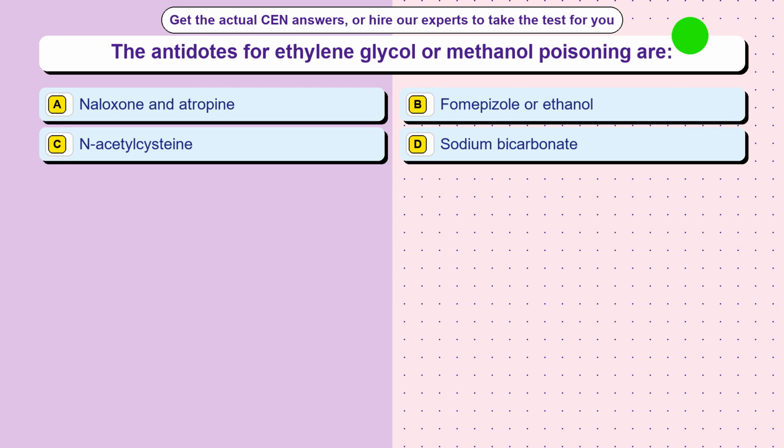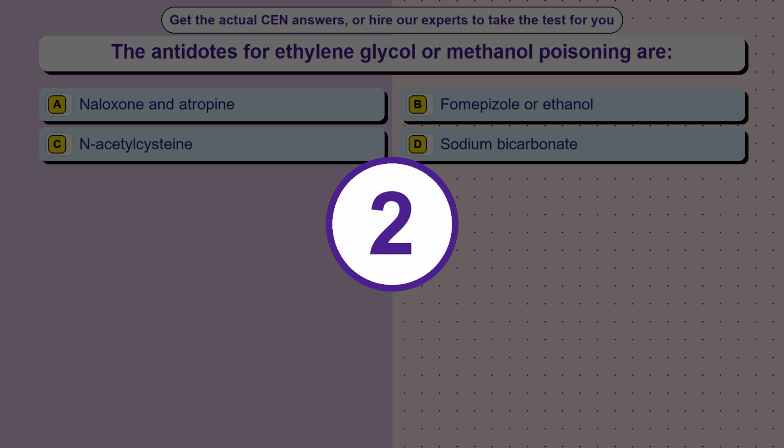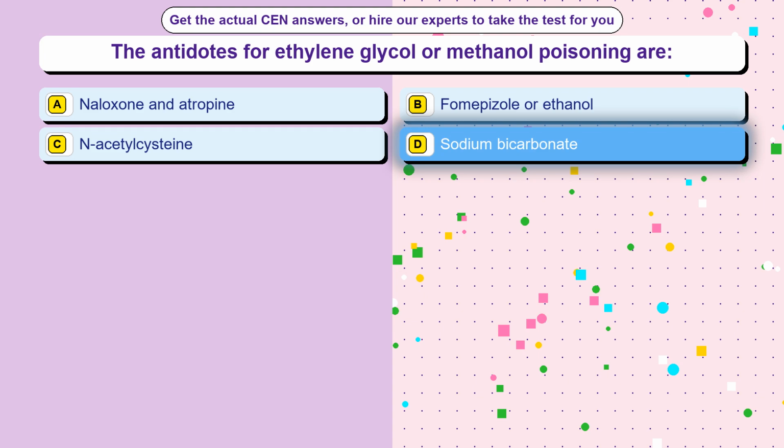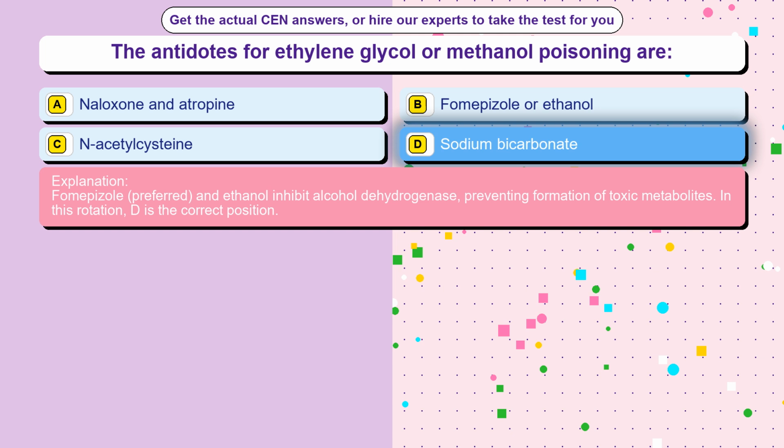Question 6. The antidotes for ethylene glycol or methanol poisoning are Option A, naloxone and atropine, Option B, fomepizole or ethanol, Option C, N-acetylcysteine, Option D, sodium bicarbonate. The correct answer is Option D, sodium bicarbonate. Fomepizole, preferred, and ethanol inhibit alcohol dehydrogenase, preventing formation of toxic metabolites. In this rotation, D is the correct position.